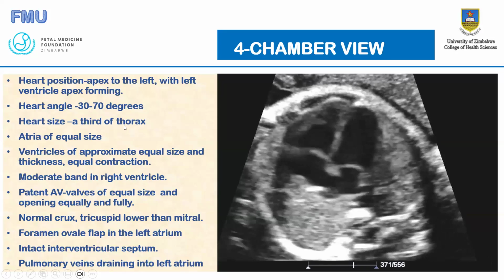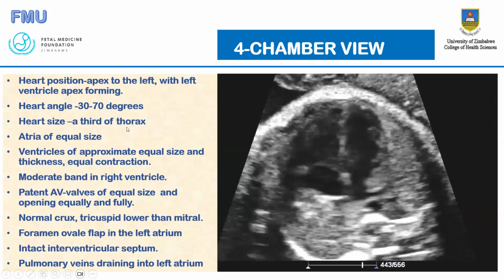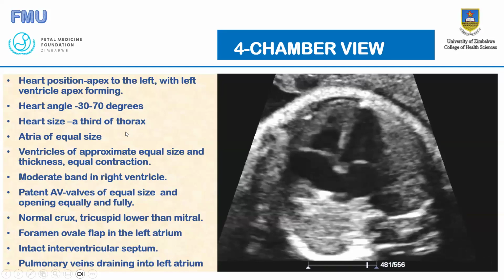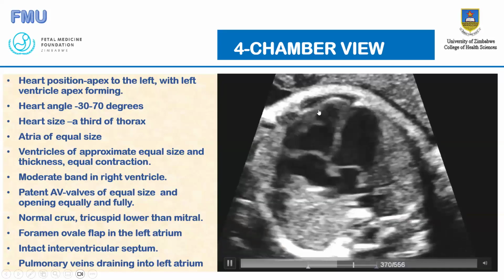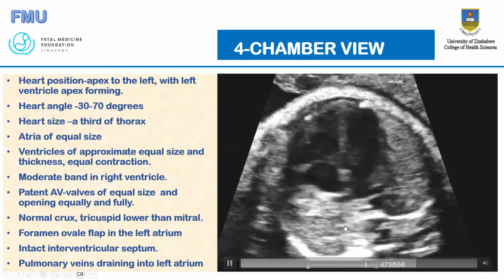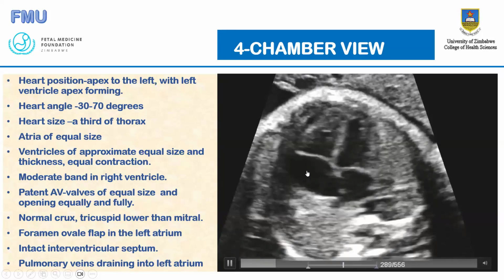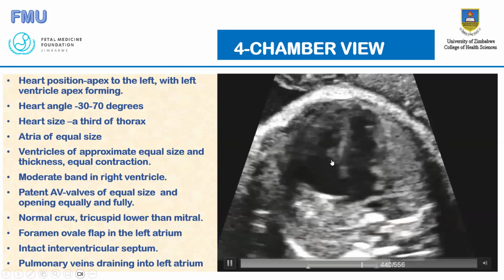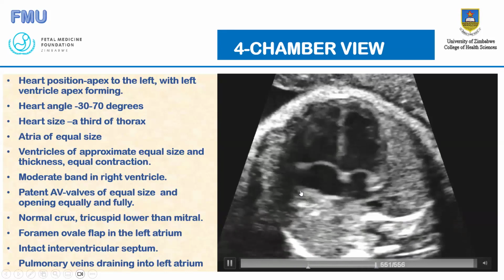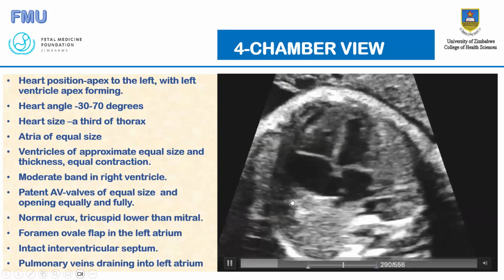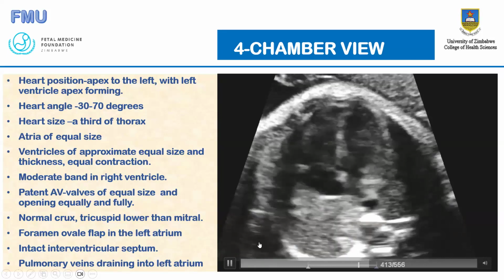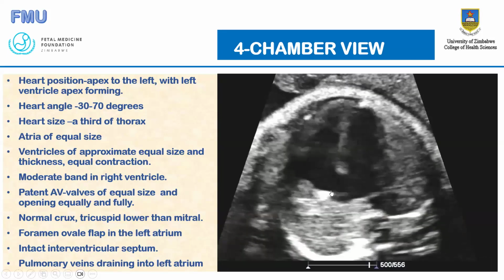Okay, then heart size. The heart should make up 1/3 of the thorax in terms of the surface area covered, almost 1/3. It should never exceed half of the thorax. It should not be more than 50% of the thorax. If we are in doubt, we can measure something called cardiothoracic ratio. How do we do it? Most machines do have it under cardiac echocardiography settings.